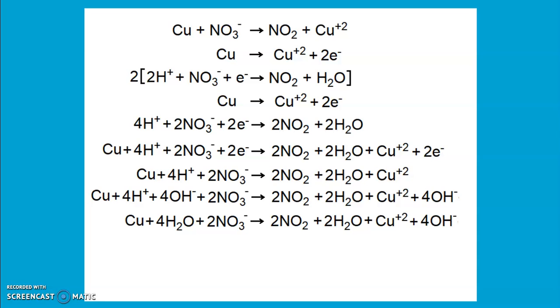And then now here's my final reaction, and all I have to do now is simplify those that are on both sides. Those are just spectating. So I do have 4 water molecules now that are reacting. I have 2 water molecules that are being produced. So I can just say 2 water molecules reacted, and then I have my end product here of my copper with the 2 water molecules, the 2 nitrate ions, making 2 nitrogen dioxides, the copper 2 ion, and the 4 hydroxide ions.